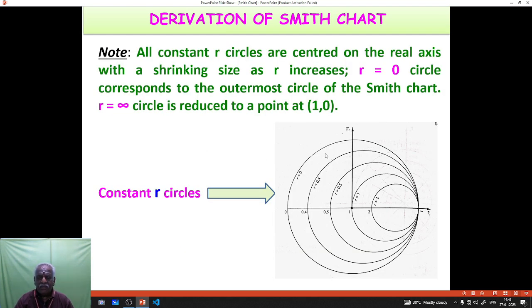It is shown here. All the constant r circles are centered on the real axis, with a shrinking size as r increases. This is the circle r is equal to 0, the outermost circle of the Smith chart. The r is equal to infinity circle is reduced to the point 1 comma 0.